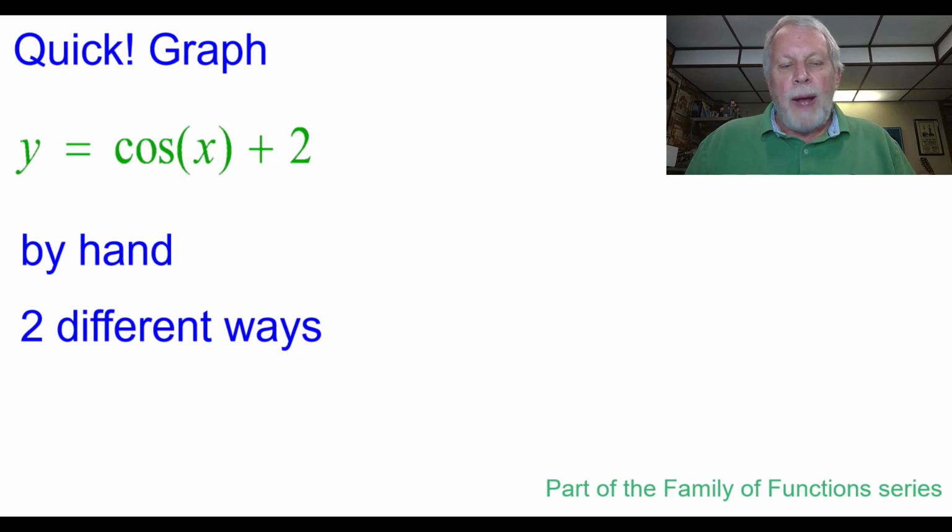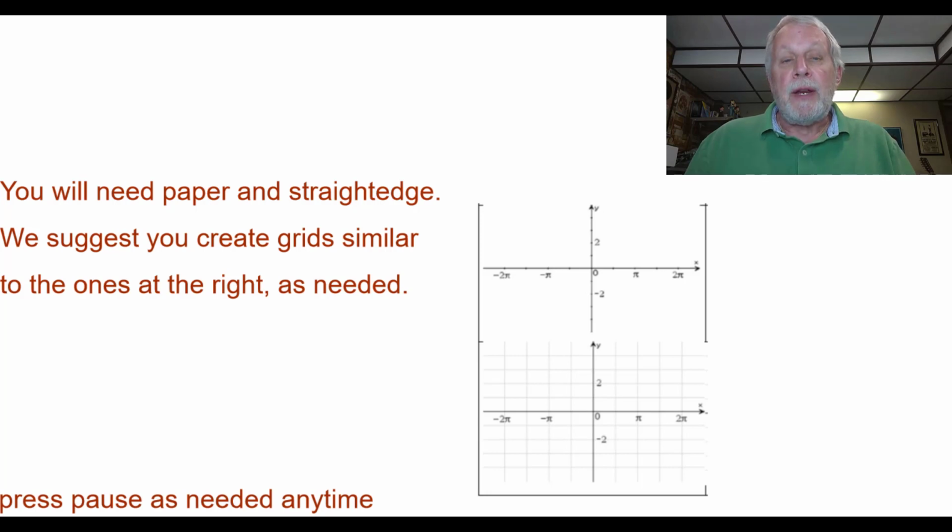Quick, graph y equals the cosine of x plus 2 by hand 2 different ways. This is part of the family of functions series. You will need paper and a straight edge. We suggest you create grids similar to the ones at the right as needed. Press pause as needed anytime during the video.